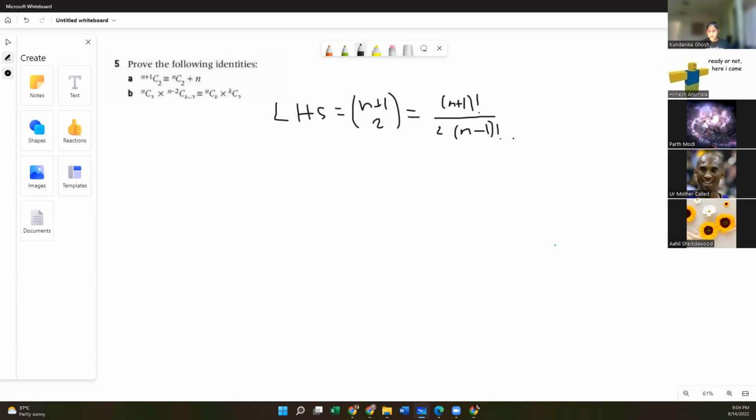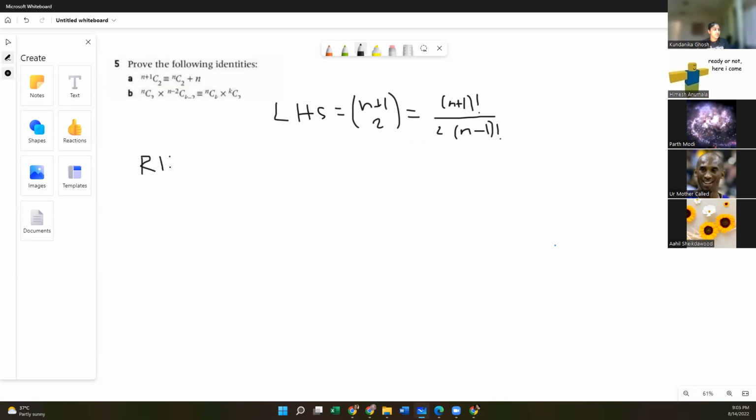I'm gonna leave that as is for now. If we need to expand it further later, we can do that. I've already done the problem, so I know that you'll end up having to expand it further. But if you didn't know how to do the problem beforehand, you wouldn't know that you have to expand it further. So we're just gonna leave it as is for now. Instead, we're gonna look at the right-hand side now.